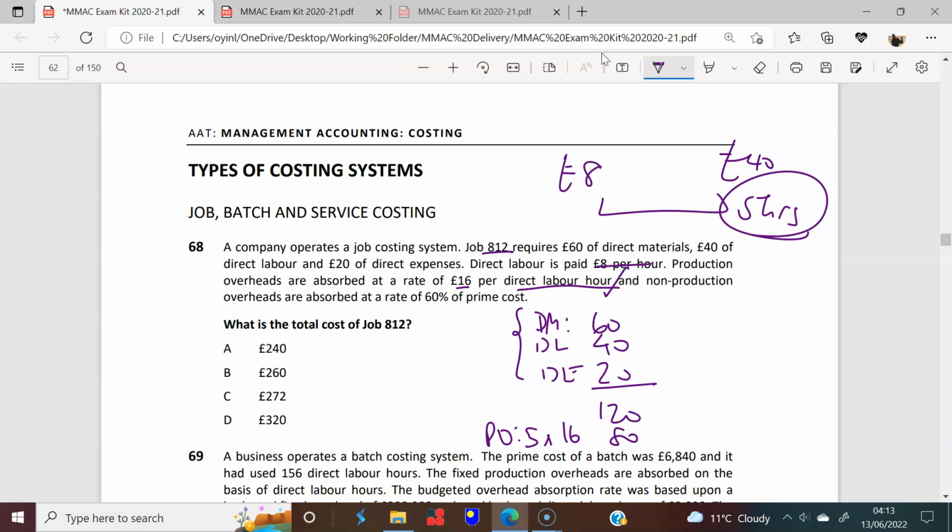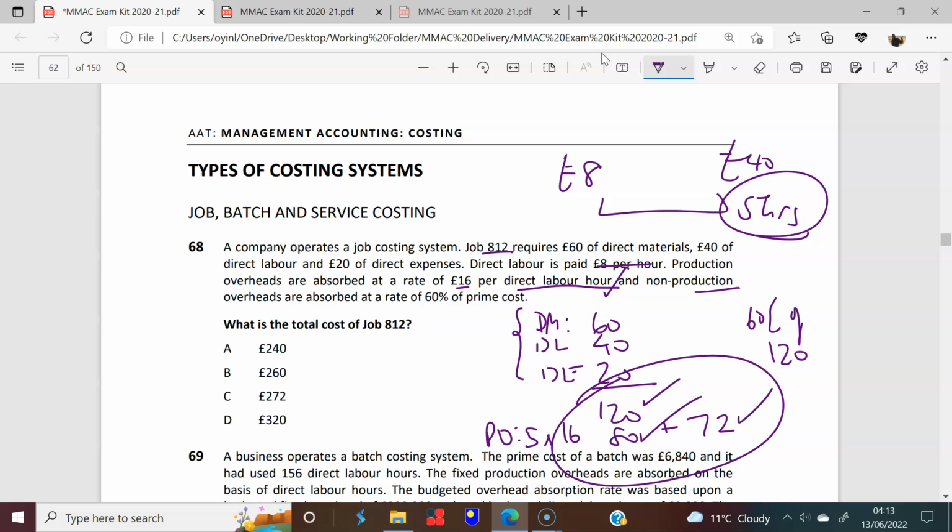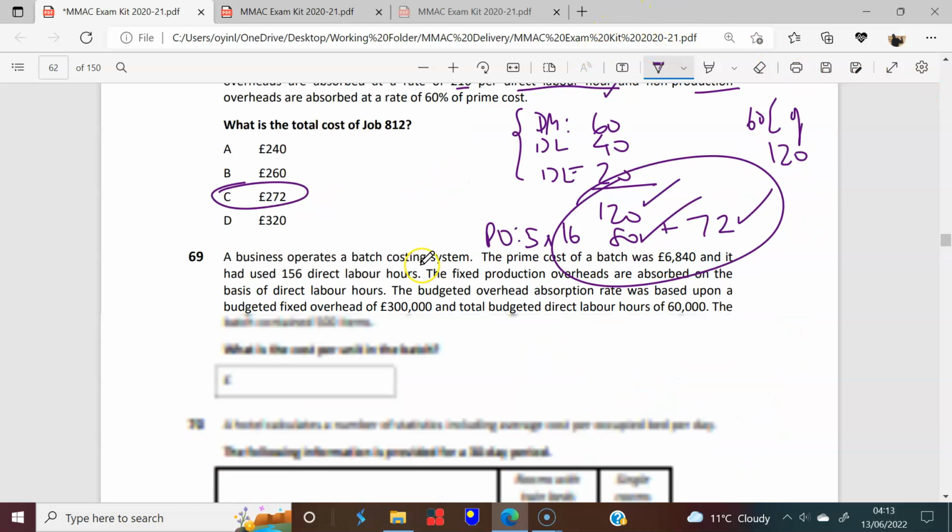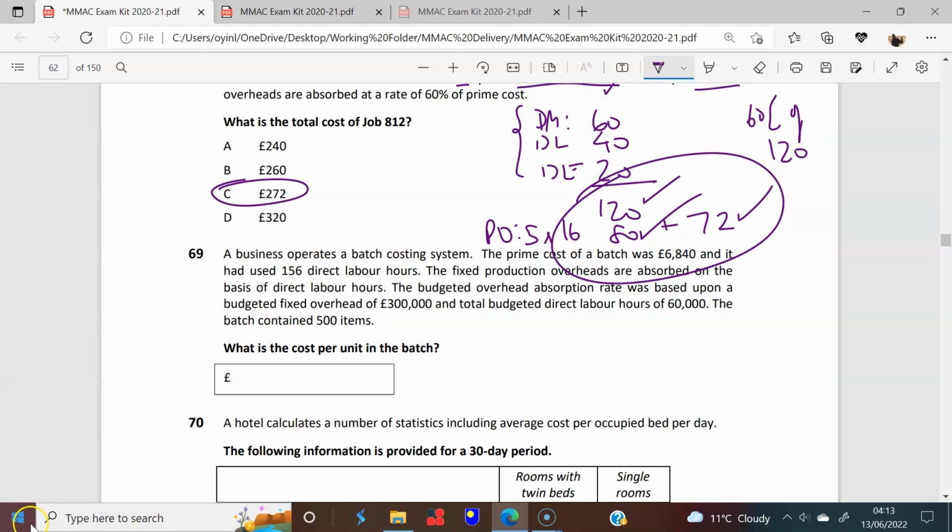But you're also told you have non-production overheads at 60% of the prime cost, which is 60% of 120, which is 72. So in total, you have 120 plus 80 plus 72, and you have 272. And that's question 68.